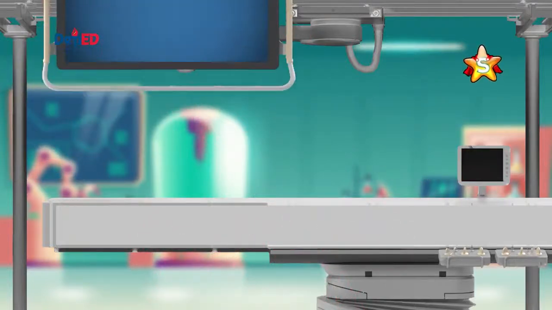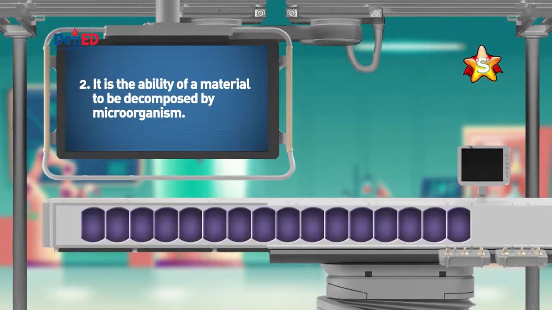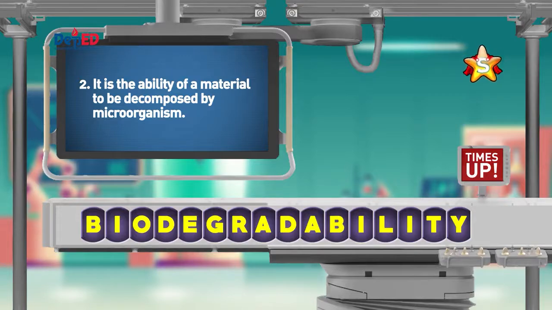Number 2. It is the ability of a material to be decomposed by microorganisms. It has 16 letters. It starts with letter B and ends with letter Y. What word is it? If your answer is biodegradability, you are correct.